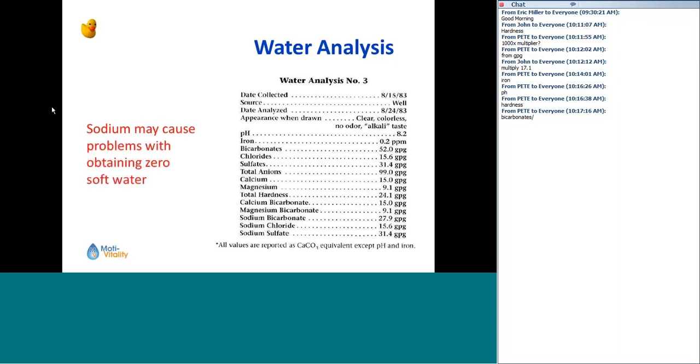Anyway, sodium may cause problems with obtaining zero soft water. If you have a lot of sodium in the water, it becomes a little more of a challenge because that sodium is competing with the resin or with the calcium. So basically, it's trying to regenerate as it's softening. So the resin has to make a decision between the calcium and the sodium as it's taking that stuff out. So it could be a little bit more of a challenge as well.